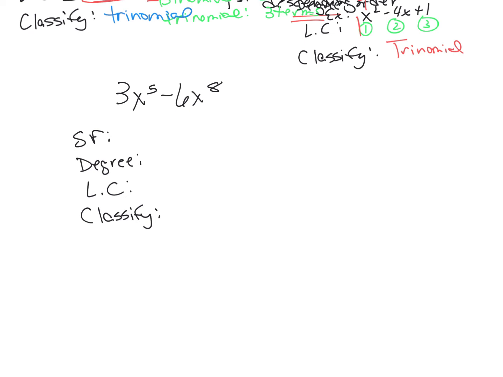Okay, did you put it in standard form? Negative 6x to the power of 8 plus 3x to the power of 5. Did you state the degree was 8? Comes from right here. And then did you state the leading coefficient was negative 6? Hopefully you did. And did you classify it as a binomial?